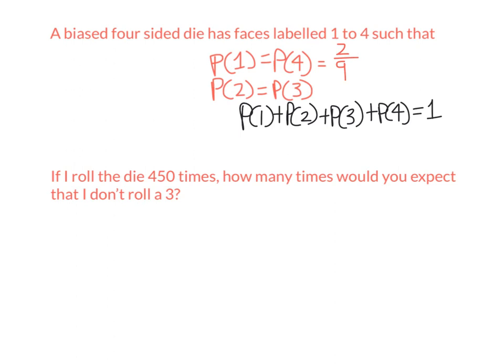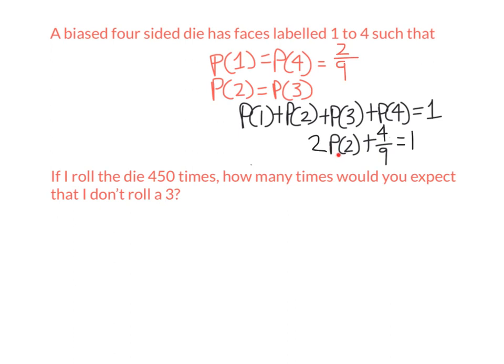Now, we know that the probability of getting a 1 and the probability of getting a 4 are both 2 over 9. We also know that the probability of getting a 2 and the probability of getting a 3 are the same. So I could easily just replace probability of 3 with probability of 2 here because they are the same. So let's go ahead and solve this equation. Obviously 2 over 9 plus 2 over 9, I can just write that as 4 over 9. And I can write the probability of getting a 2 because I'm adding it to itself as 2 times the probability of a 2.